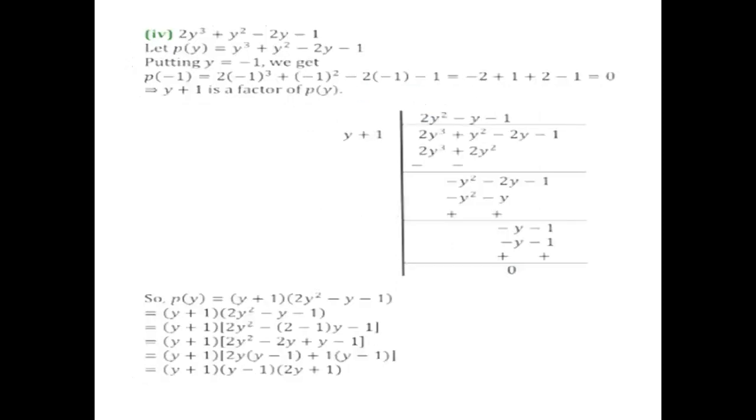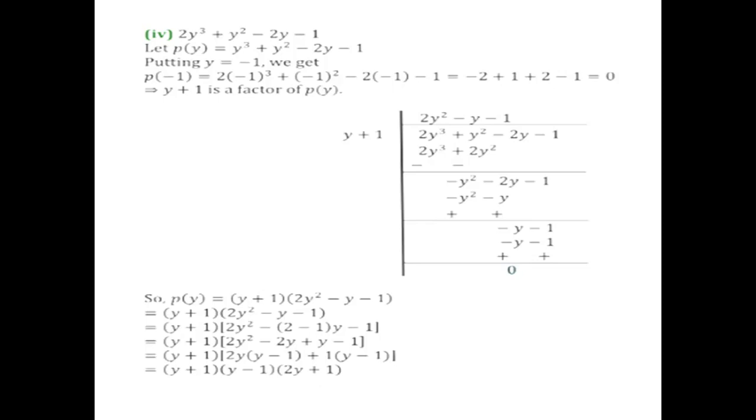Question number 4 says 2y cubed plus y squared minus 2y minus 1. Now, as you could see over here, the constant term is 1 and the only factor of 1 is 1 itself. So, the possible numbers for the trial and error method could be plus 1 or minus 1. So, I'll just do that, and you could see over here that when I put minus 1, replacing the y over here, the remainder is 0.